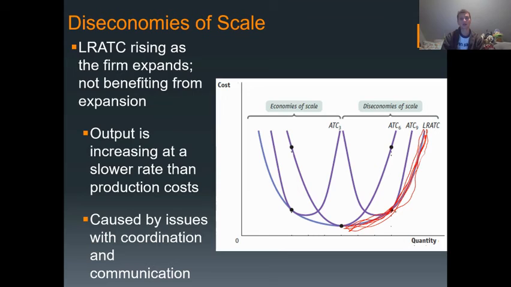But those costs are now falling. So it is possible to flatten out your LRATC a bit as you have newer technology that makes it easier to communicate and coordinate. But there are still issues. For instance, if you are not in the same building with somebody and you want to ask them a question, well, you have to now call them. If they're not available, then you have to schedule a meeting with them. And that all slows things down. It might be small at first, but it adds up eventually.